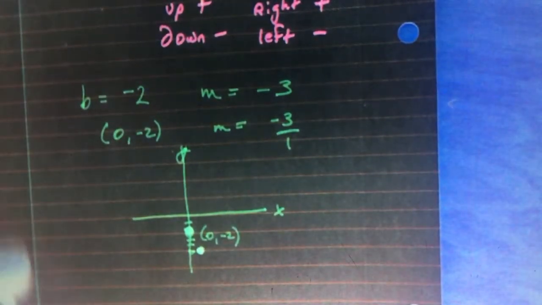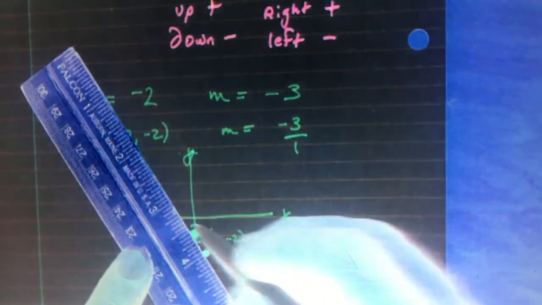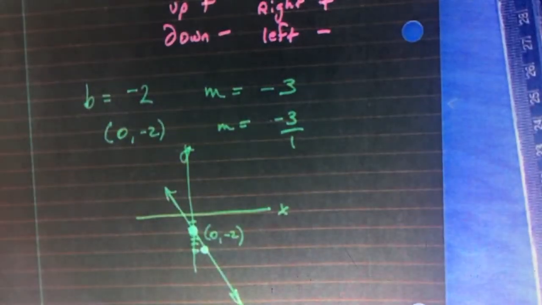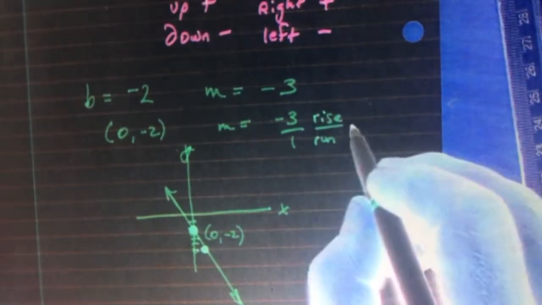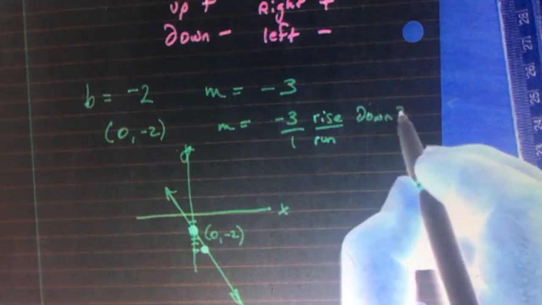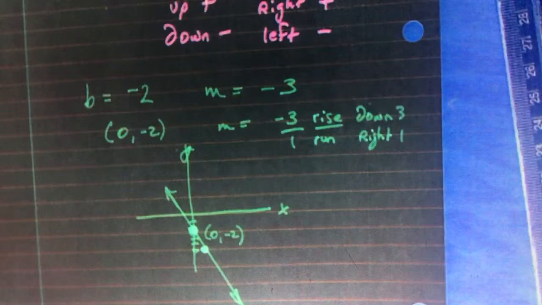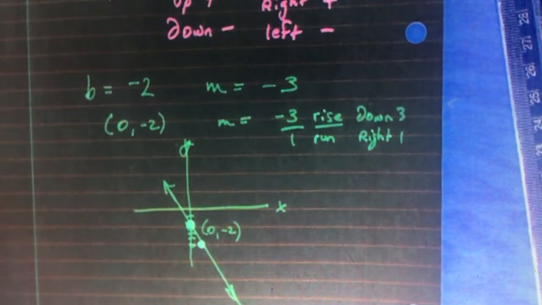But that's really from knowing that the b that was given to us, the y-intercept, is actually a number, and that the slope, -3/1, is a fraction, meaning rise over run. And this is down 3, right 1. All right, there it is, down 3, right 1, simply from that information. So we're going to do some more examples.